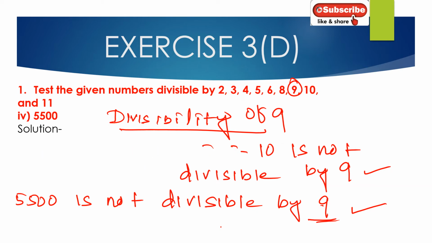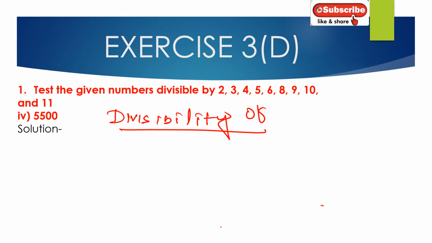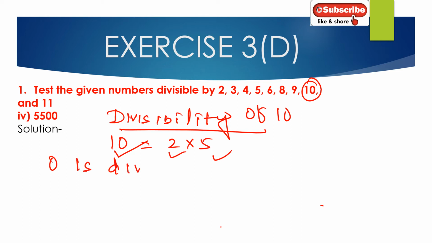Now we will check the number 5500 is divisible by 10 or not. We know 10 is the multiplication of 2 and 5. So if the number is divisible by both 2 and 5, then the number is divisible by 10. First we will check the number 5500 is divisible by 2 or not. The last digit, that is unit place digit of the number, is 0, and 0 is divisible by 2. So this number 5500 is divisible by 2.